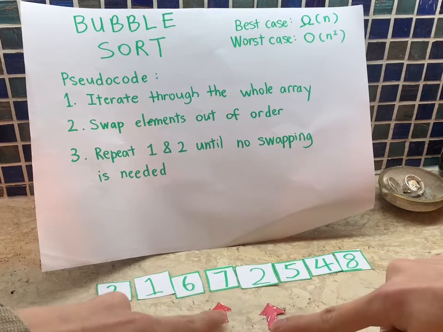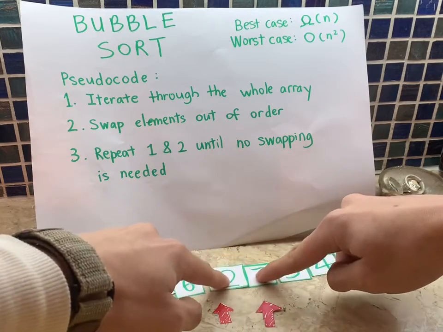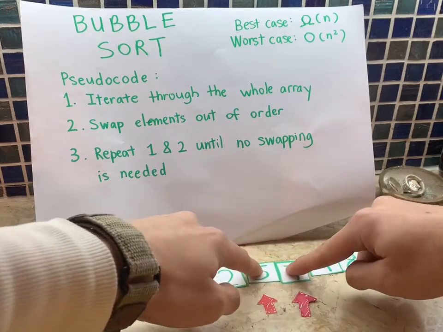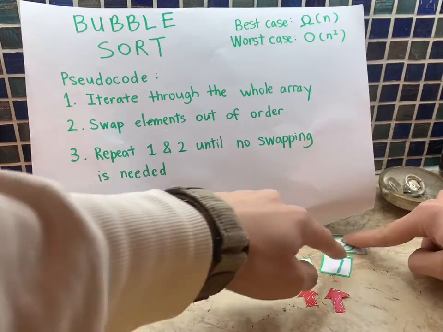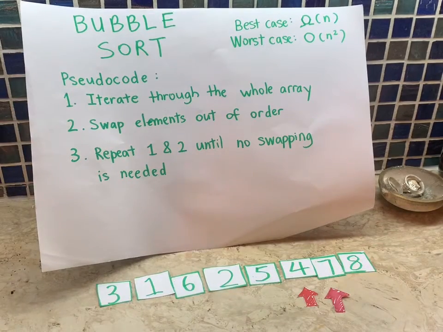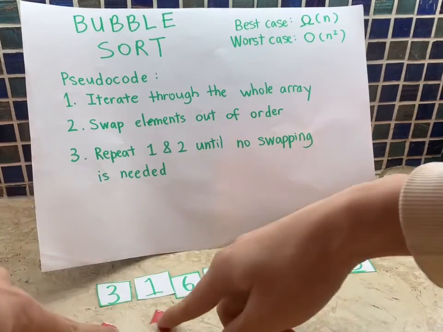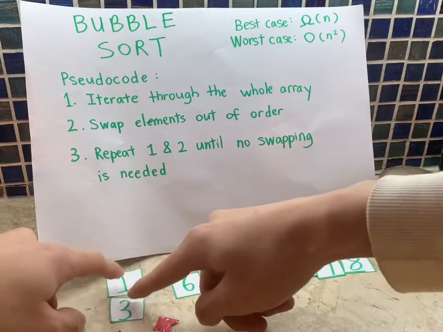Move on. 7 and 2, not fine. 2 should be at the left of 7 because it's smaller. Same with this pair, 5 and 7. Same with this pair, 4 and 7. So after one iteration, you can see the bigger numbers moving towards the end and the smaller numbers moving towards the beginning. So you iterate through that again.